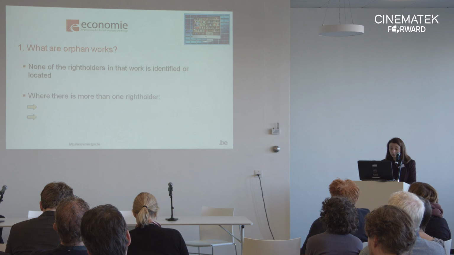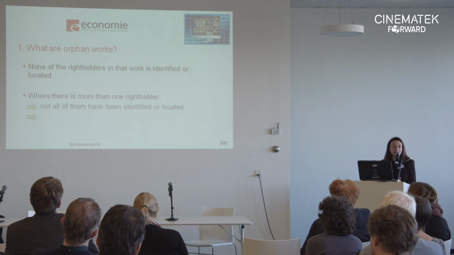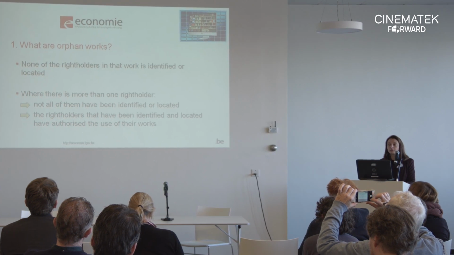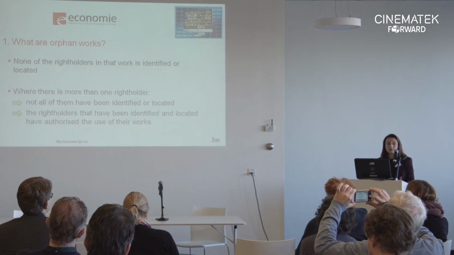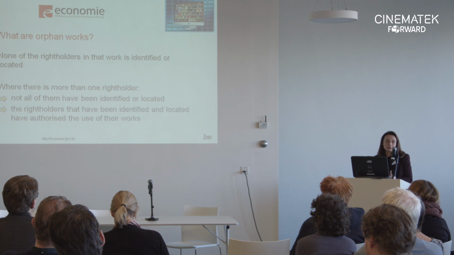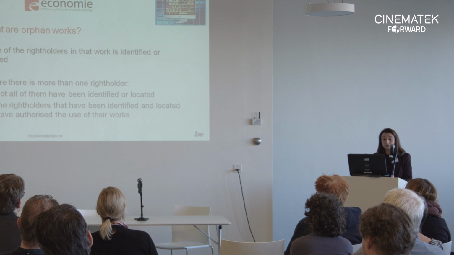And when there are more right holders, which is very often the case, it is when at least one cannot be identified or located, and the ones that we know, that we find, need to give an authorization to use the work. So this is an exception to the general Belgian principle, where normally when there are more right holders, they cannot use it alone without the other one. So here it is an exception to the general Belgian principle.